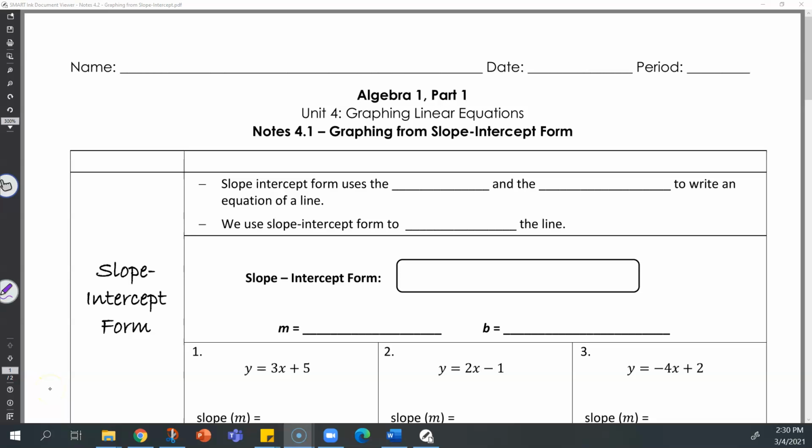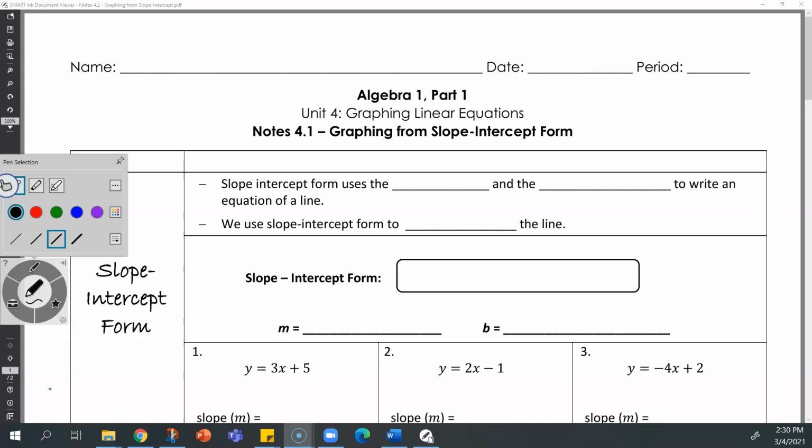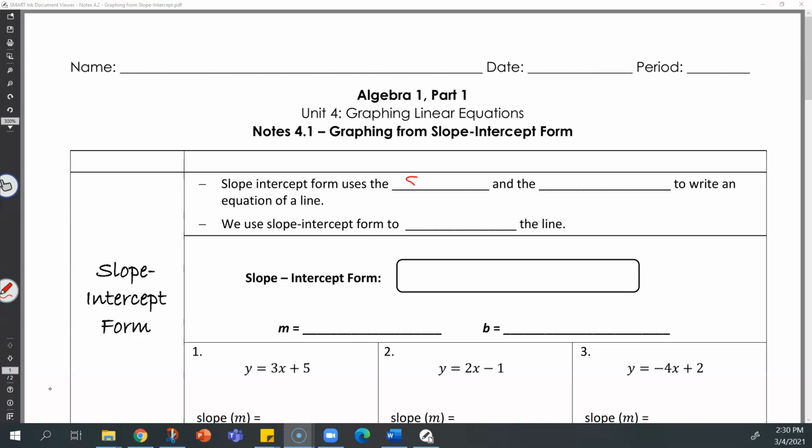Today we're going to be learning how to graph a line when given an equation of that line in slope-intercept form. Slope-intercept form is a type of equation that uses the slope and the y-intercept to write an equation of a given line. We've been working with slope a little bit. The slope is the change from one point to the next. How does the line change as it goes? The y-intercept is where that line crosses our y-axis.